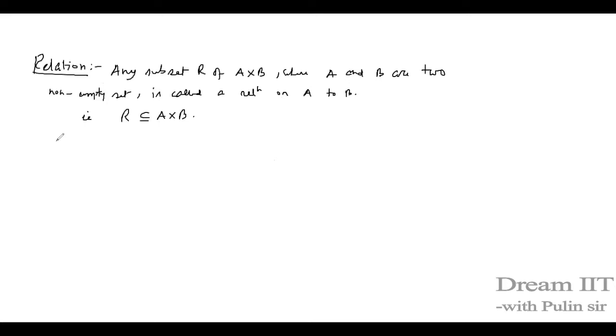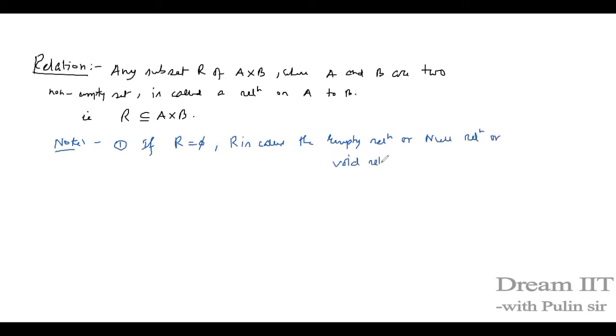Last day I noted it also. Notice that if this subset R is phi, R is called the empty relation or null relation or void relation on A to B. And if in case R is the complete Cartesian product, R is called the universal relation. So these two are very important notes which we must know. We should always remember.